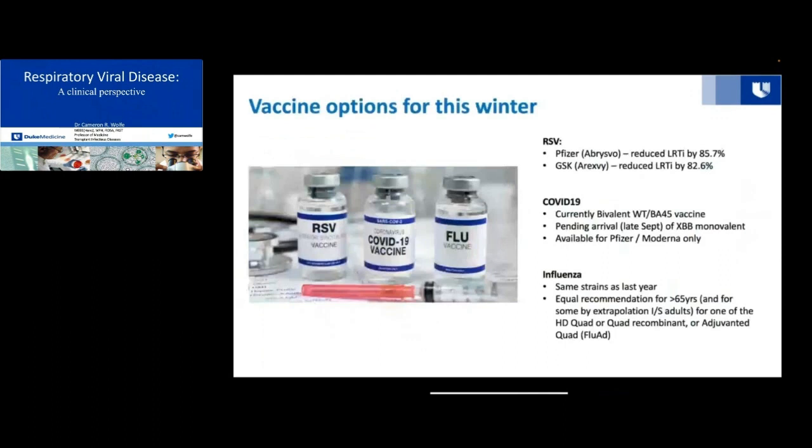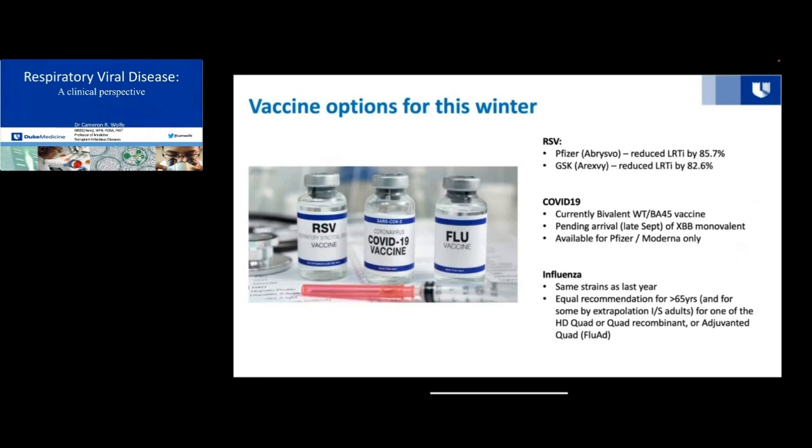So let's talk about prevention, closing the loop here. We now have vaccines for all of these three viruses. This will be the first year when RSV vaccines have joined the mix. There are two vaccines on the market now, both studied in patients over the age of 60, which is who it's been licensed for, with some really good data, I think, in terms of protective efficacy. So you're reducing four-fifths of all cases of RSV in an immunocompetent group of individuals. That's a telling piece of data there.